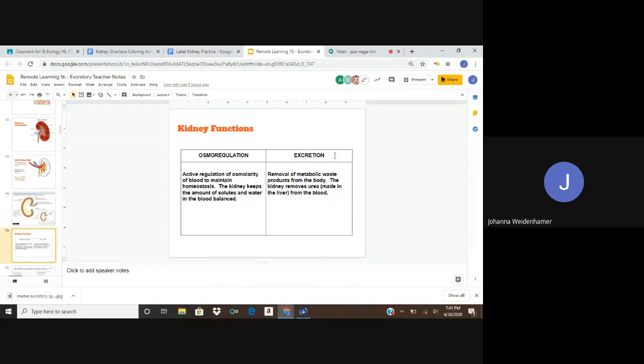And now excretion, the kidney is also going to help us with this. So excretion is the removal of metabolic waste products from the body. The kidney removes urea made in the liver from the blood.